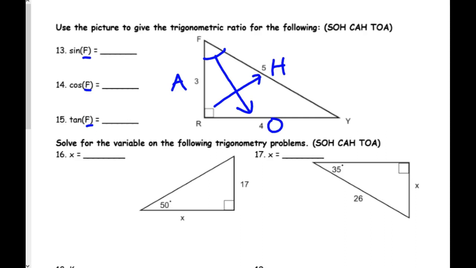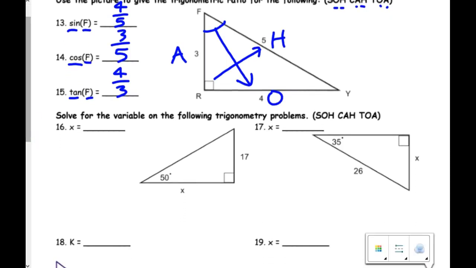So let's talk about sine. Opposite over hypotenuse, so the 4 over 5 doesn't reduce. Cosine over here is adjacent over hypotenuse, so 3 over 5 does not reduce. And the tangent, O over A, that's 4 over 3, does not reduce. Don't put it as a mixed number. That'll do. Okay?